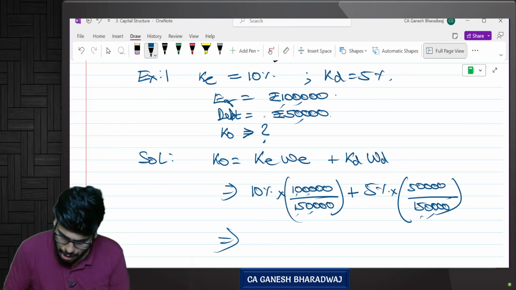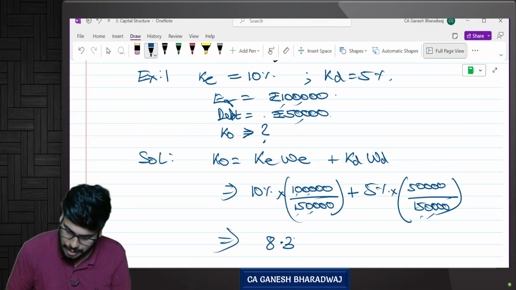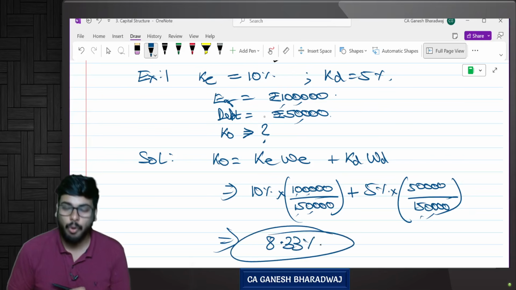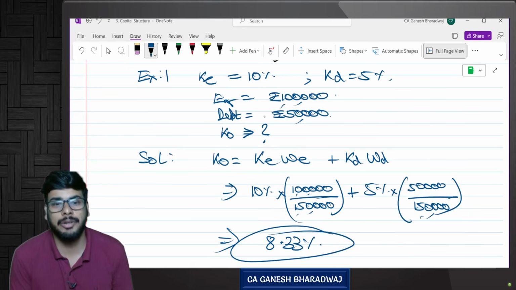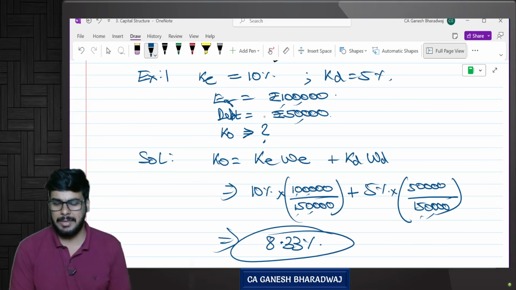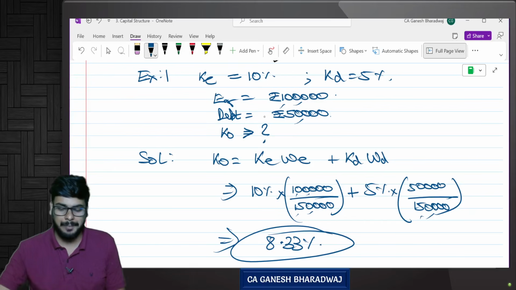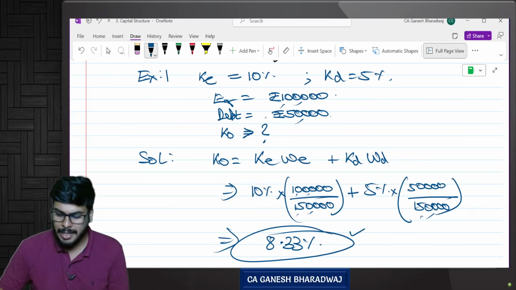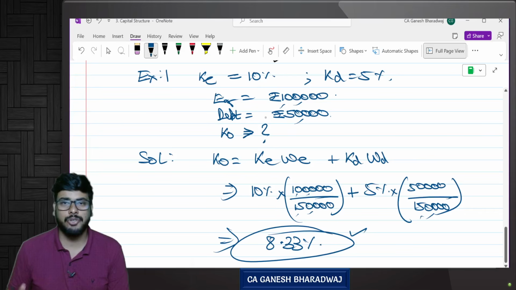So you can just do the calculation. You get 8.33% as your overall cost of capital. Are you clear with this? You get 8.33% as your overall cost of capital. Now, why did I show this? Why did I do this and show it to you?